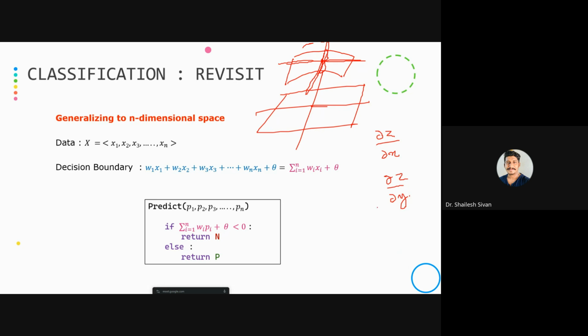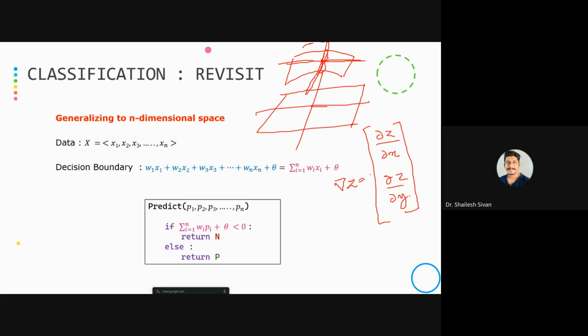And these two values are actually constituting a vector, right? These two values are actually constituting a vector. This is actually what we are calling the gradient of a function. Are you getting it, ma'am?